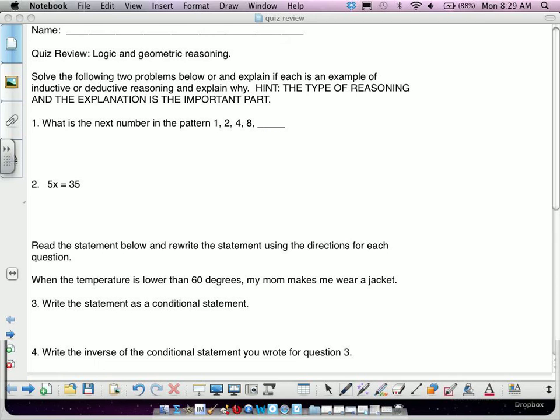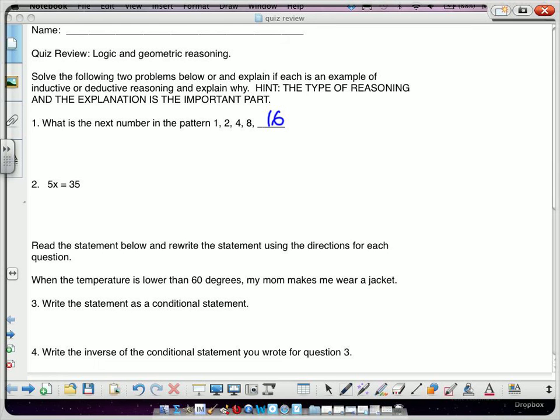16. And is this inductive or deductive reasoning? Inductive. And why is it inductive? Uses a pattern to solve the problem.